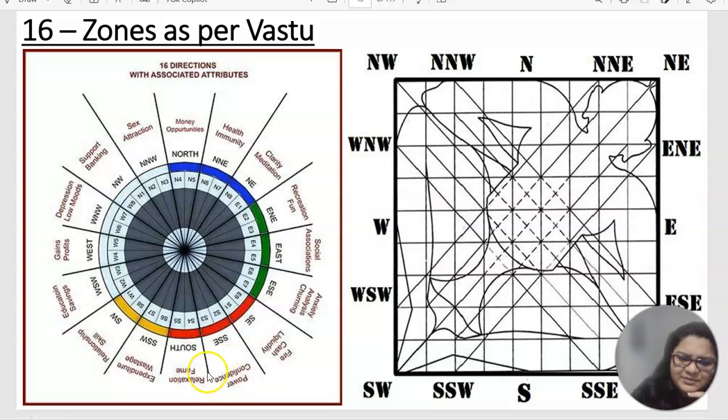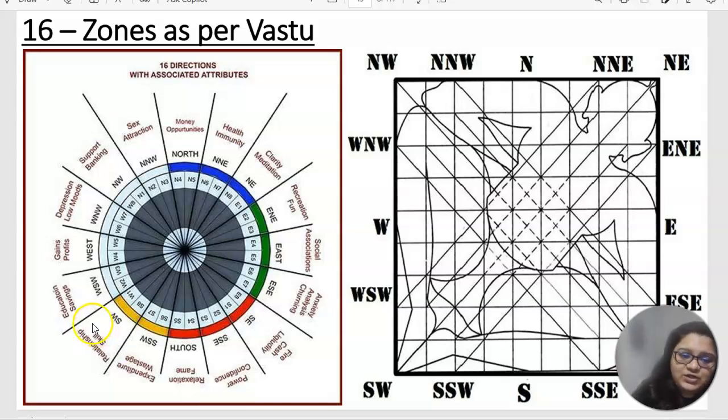zone. From here, another 22.5 degrees creates the south southeast. This completely depends on power and confidence attribute. From there, the next 22.5 degrees is your south zone, and this zone is associated with your fame, relaxation, and all of those things. From here again, the next 22.5 degrees creates your south southwest that completely deals with wastage and expenditures.